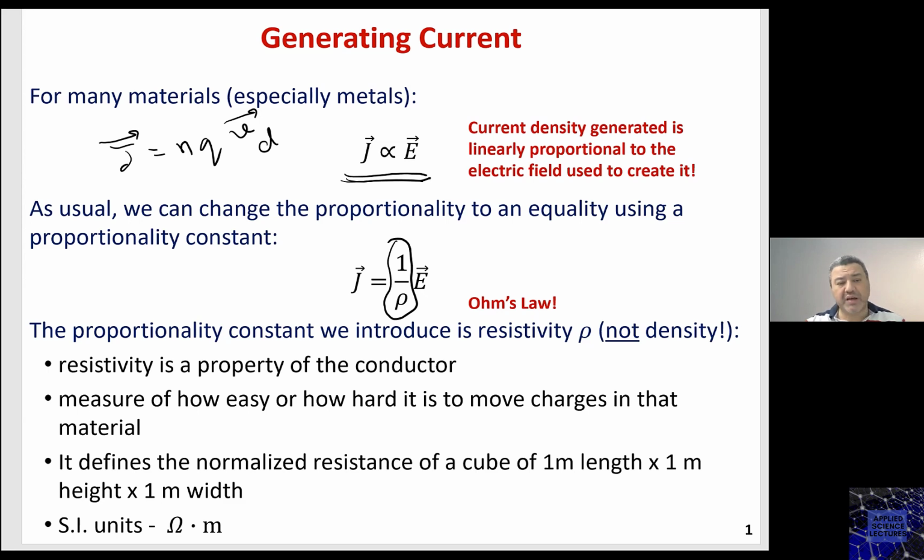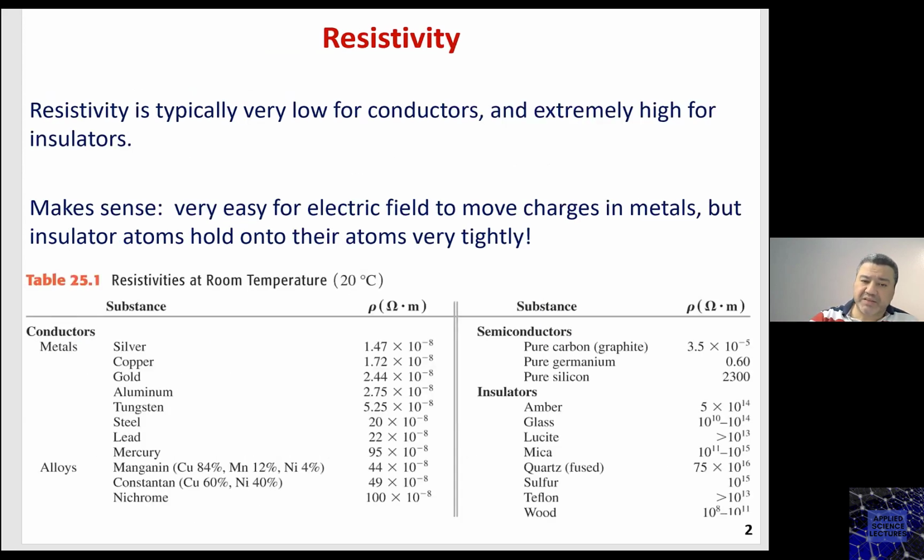Rho is the resistivity, and it's a signature for the material. Every material has its own resistivity. Resistivity does not change at all. It measures how easy or how hard the charges can go through that material, and it defines a normalized resistance, as we will see later on, with a length of 1 meter, a height of 1 meter, and a width of 1 meter as well. The SI unit for the resistivity is ohm meter. So, as I said, resistivity is unique for every material.